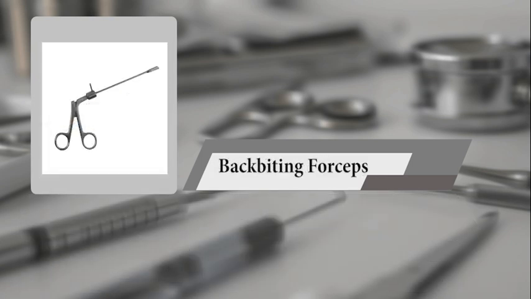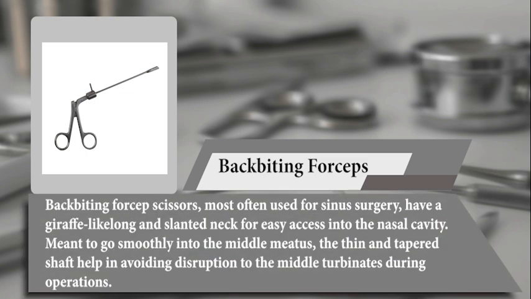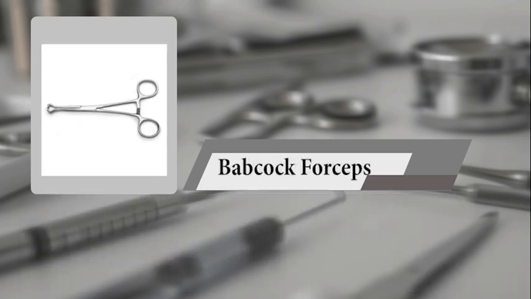Backbiting forceps. Backbiting forceps scissors, most often used for sinus surgery, have a giraffe-like long and slanted neck for easy access into the nasal cavity. Meant to go smoothly into the middle meatus, the thin and tapered shaft helps in avoiding disruption to the middle turbinates during operations. Babcock forceps.